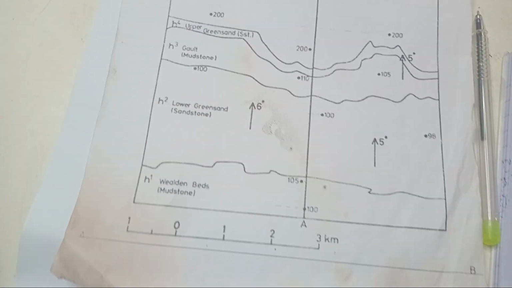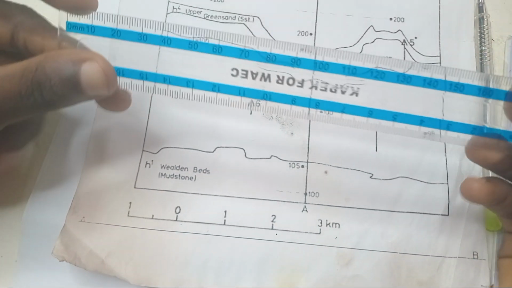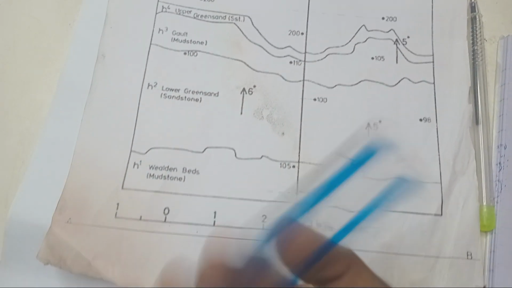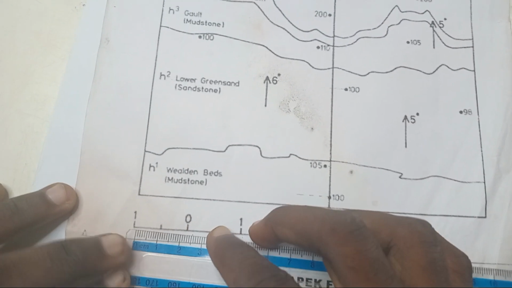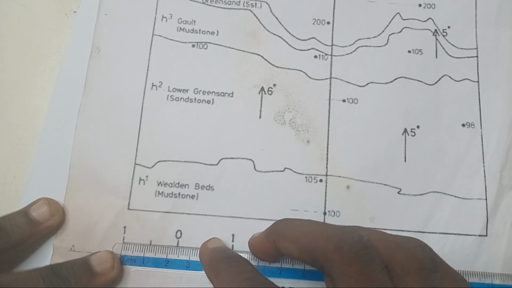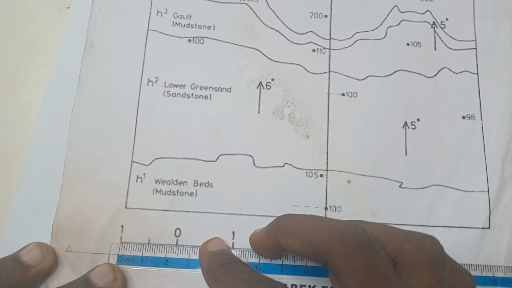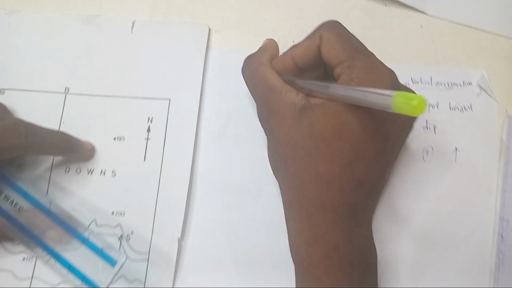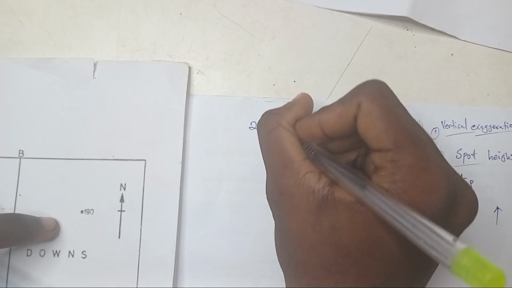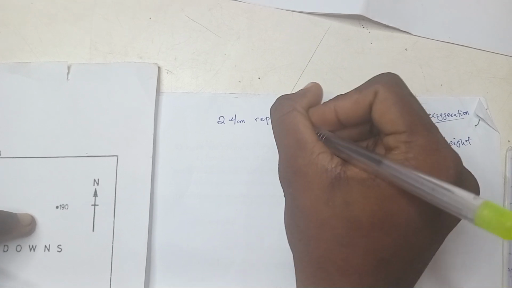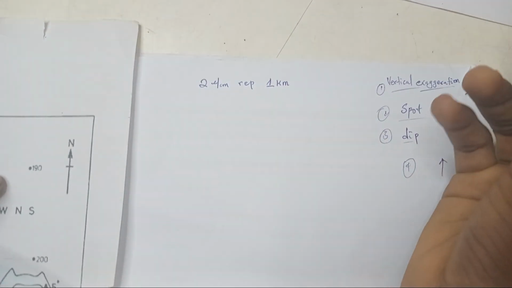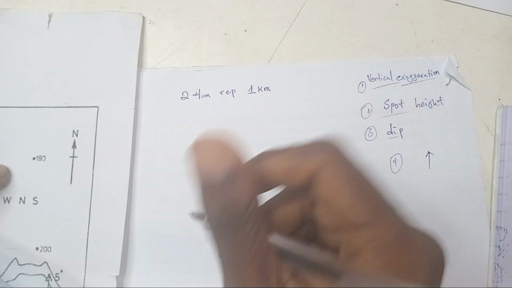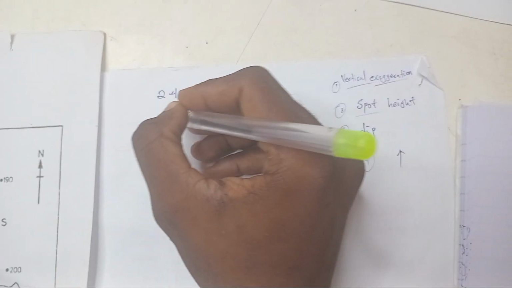So you take your ruler, this is my ruler, and I'm going to measure. I'm having 2.4. So those are the steps for your scale. You have 2.4 centimeters representing 1 kilometer.